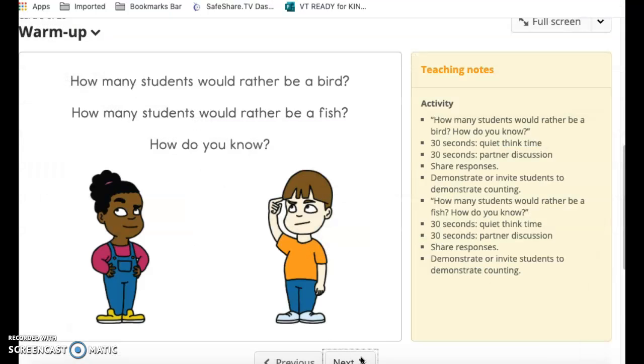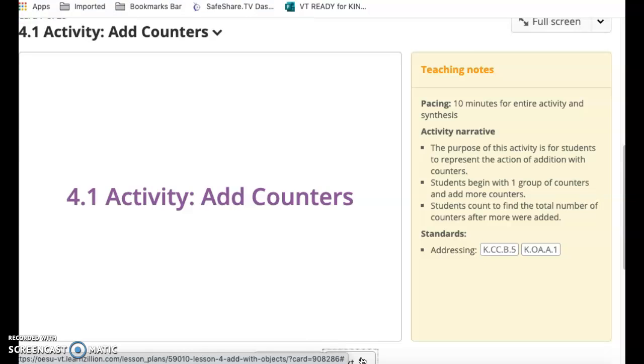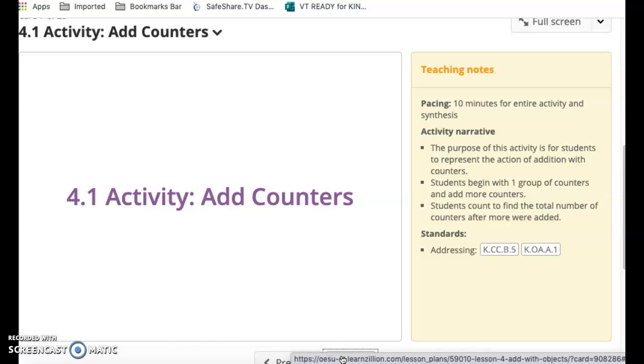And our next activity is called Add Counters. And for this activity, I'm going to be kind of switching between a couple different things. But just stick with me, okay, buddy?